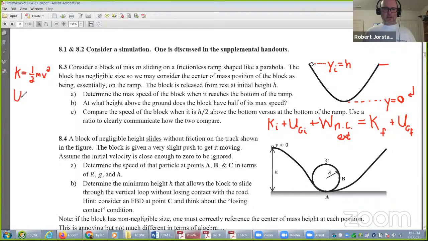And the potential energy due to gravity equation was mgh. Let's say mgy in this case, just because that's what I chose to say. All right.